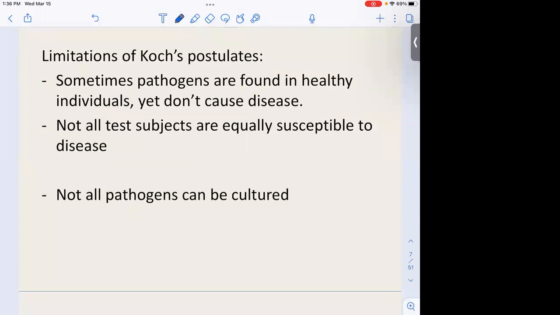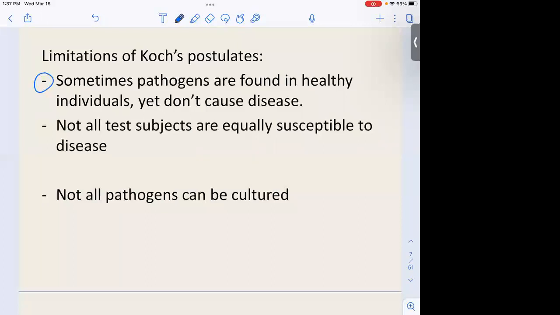Besides not being able to culture everything in the lab, sometimes there are some pathogens that are present in people, say, or test animals that are healthy, but they're not making them sick. Okay, so that would screw up Koch's postulates. They wouldn't satisfy Koch's postulate if that was the case. Some things like whooping cough. Sometimes an individual can actually have some of that Bordetella pertussis associated with our nasal cavity. Doesn't mean we have whooping cough. We can kind of transiently have it for a while.